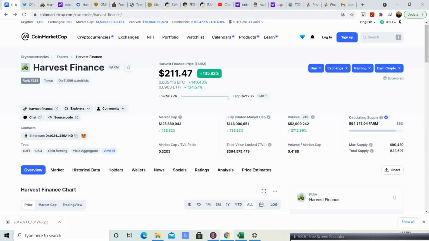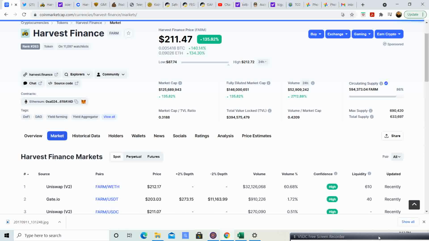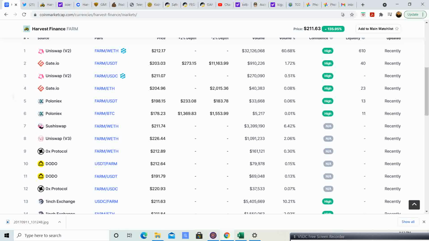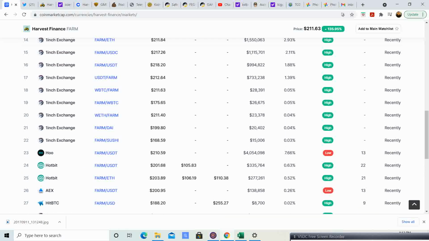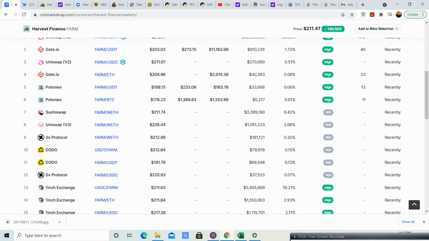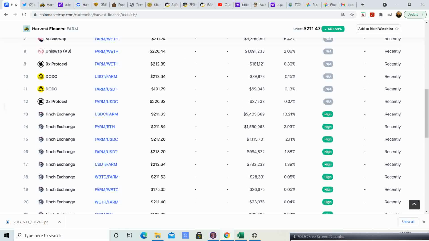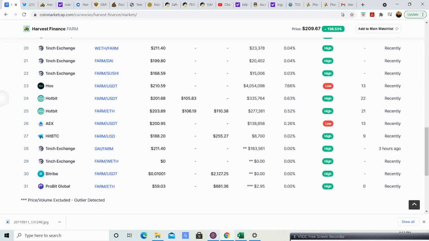Like I said, I went ahead and got in, even though I kind of knew the risk. But because of that supply and because of the listings that it has, it has a bunch of ways to get it. And Coinbase is not even on here yet. Gate.io, Uniswap, SushiSwap, Dodo, 0x Protocol, Hotbit, AEX, HitBTC.